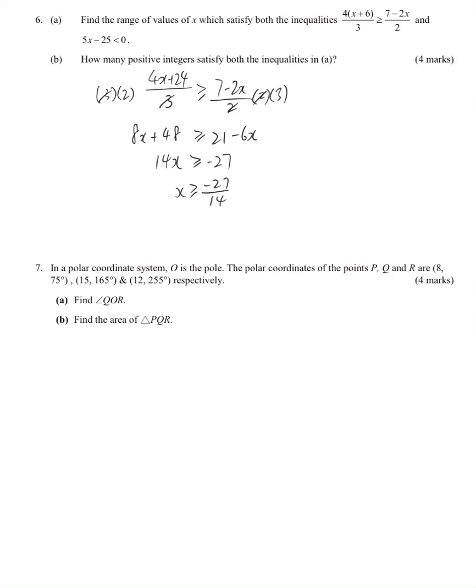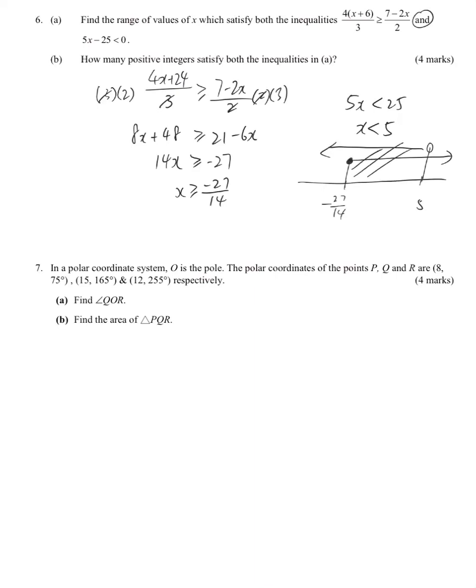And then on the other side we got the 25 to move over first, and then we got the 5 as our answer. So we got a negative 27 over 14, and a 5. And now we're going to draw the number line on it and the arrows to represent them. Okay, this is an AND condition, so it's in between them.